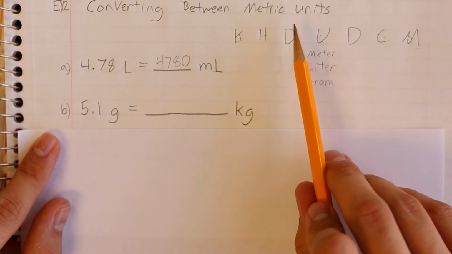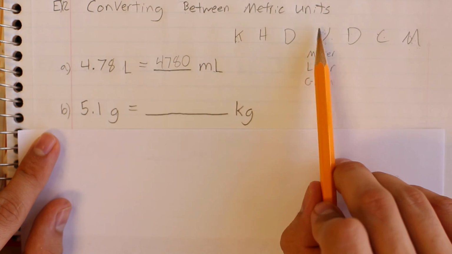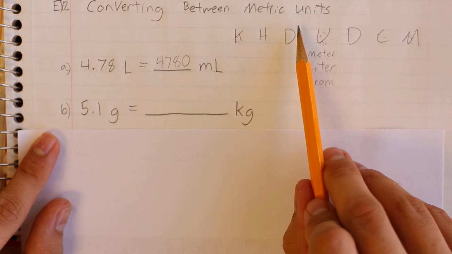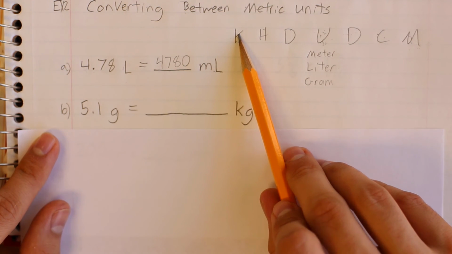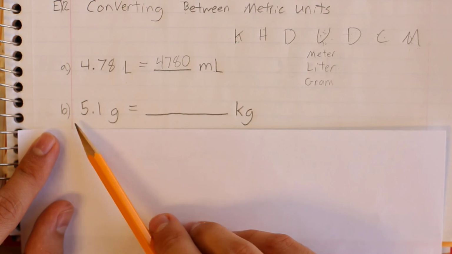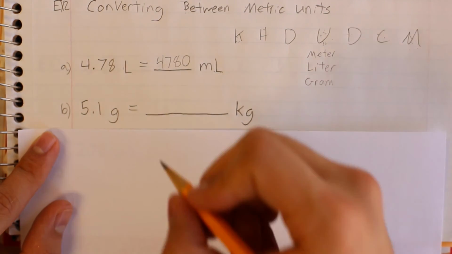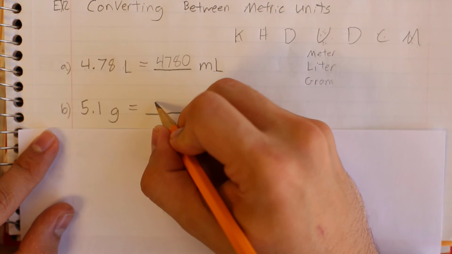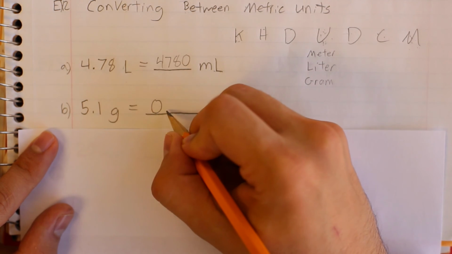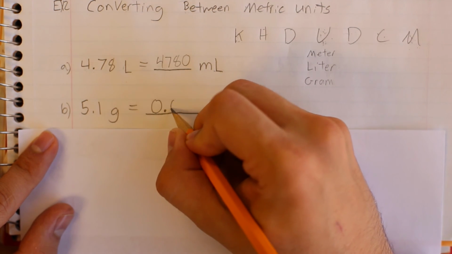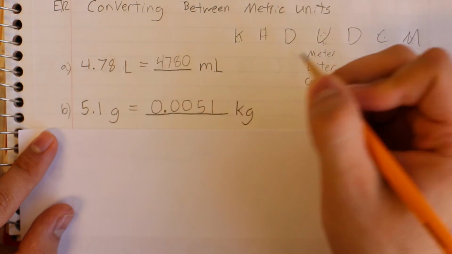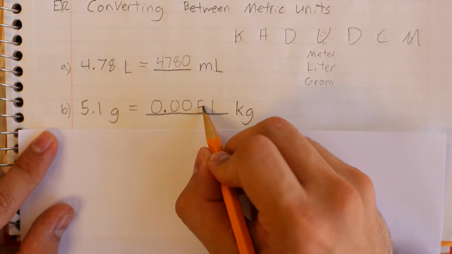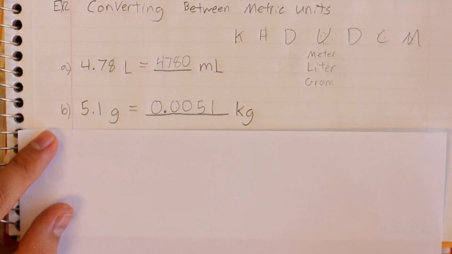So again, I start at grams. I start here, but this time I'm going the other way. So I'm going up to the K. So I move 1, 2, 3. Again, I moved 3, but this time I moved to the left. So the decimal is going to be moved 3 times to the left. So I end up with, I'm going to put an extra 0 right here. My decimal is going to go right here, and I have 2 zeros, 5, 1. So you have 0.0051 kilograms. Okay? That's what this converts into.